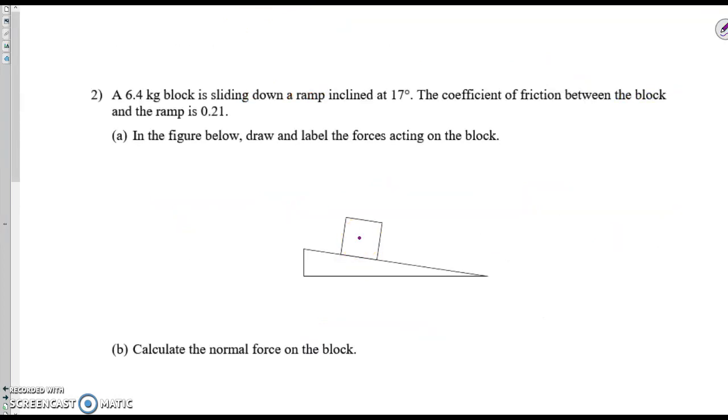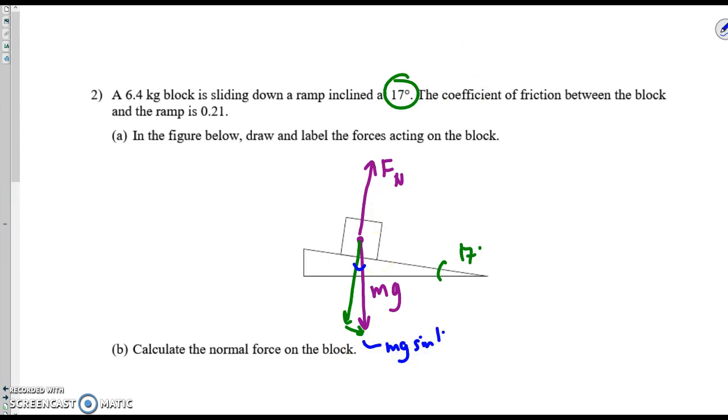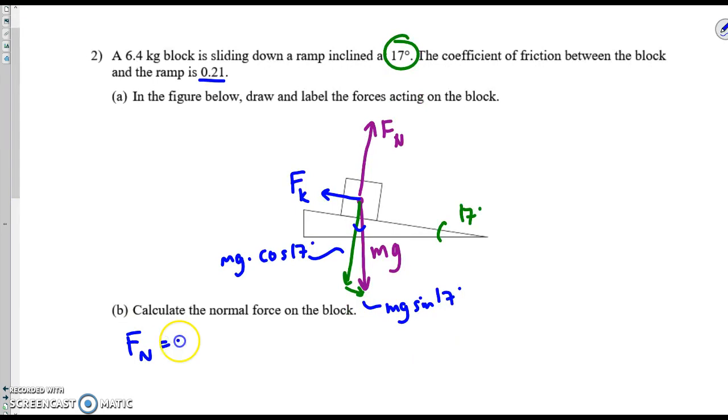Moving on, we have a similar scenario. I'll do this one quicker. Gravity pulls down. Normal force is off the ramp. And then there are these components. If the angle here is 17, then this angle is also 17. So this is mg sine 17, and this leg is mg cosine 17. Friction acts because they give me the coefficient, so there must also be a force of friction. The normal force balances mg cosine 17.